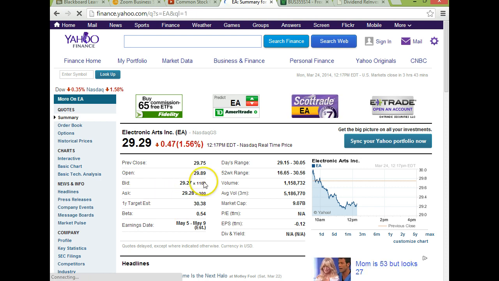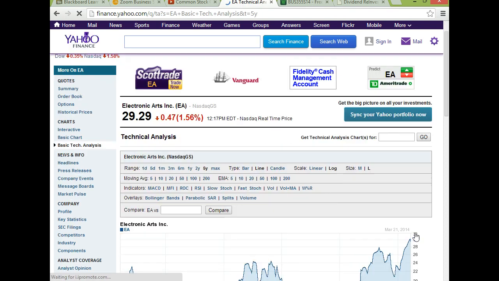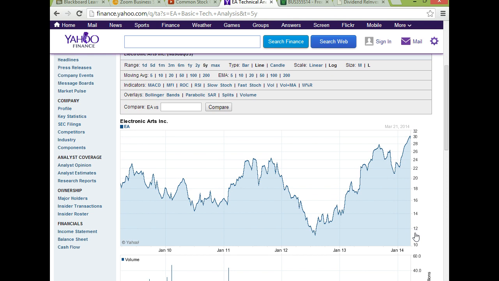Okay, so they're at $29. They had almost a 100% gain this year, from 16 to 30. But if I pull up a 5-year chart, you'll see that early in 2012 they went down quite a bit, to under $12, and they recently had a big turnaround.